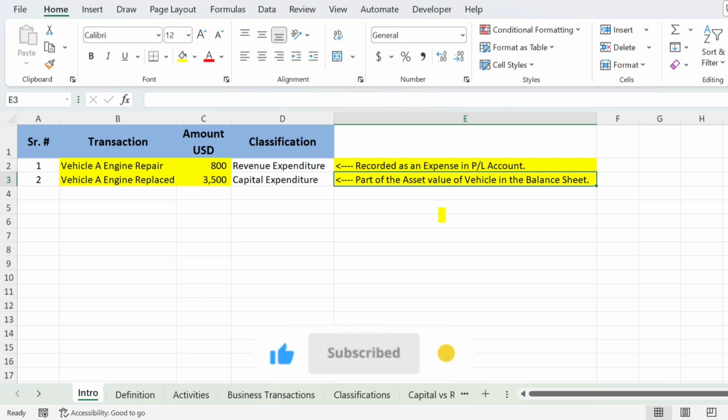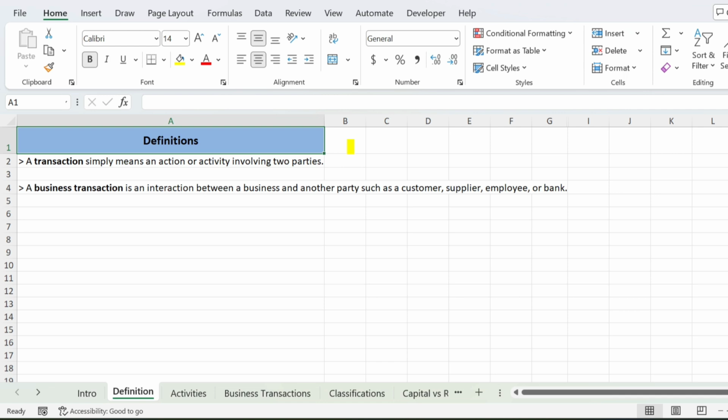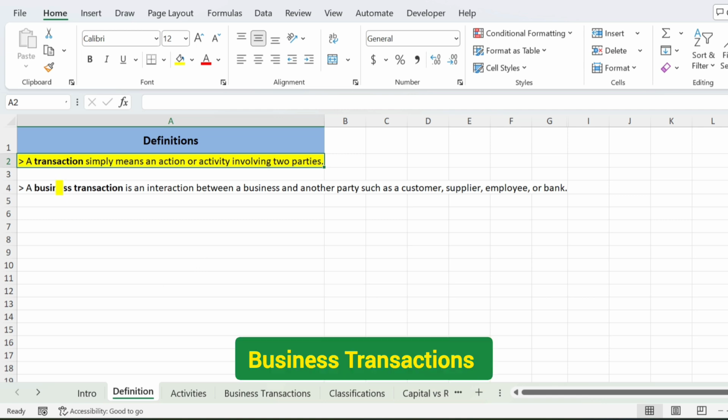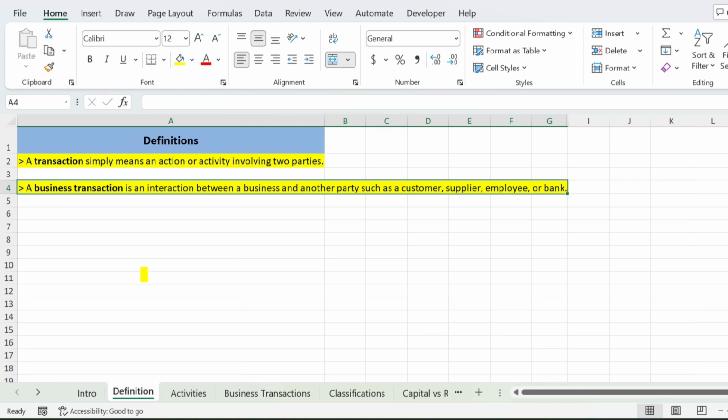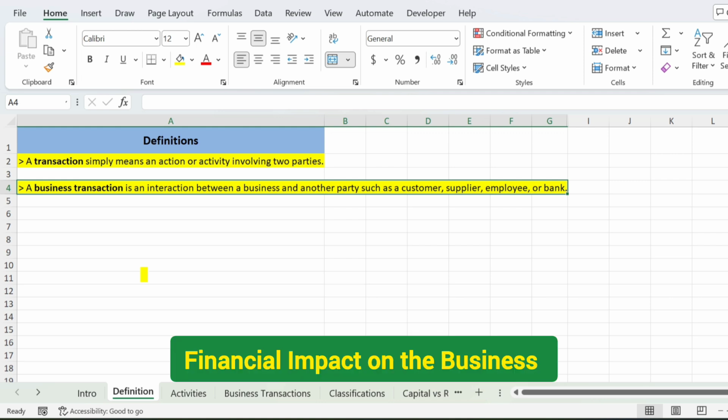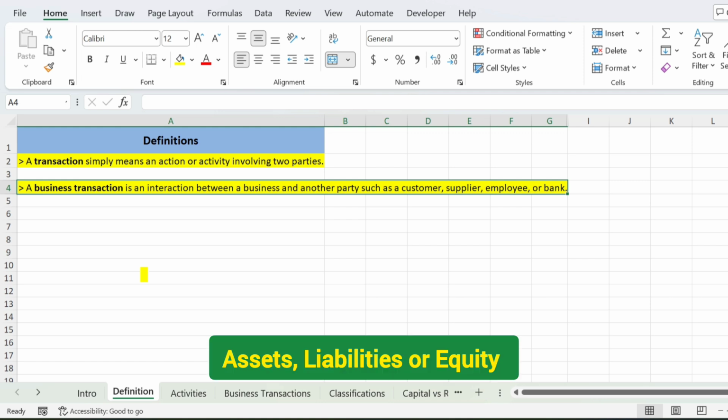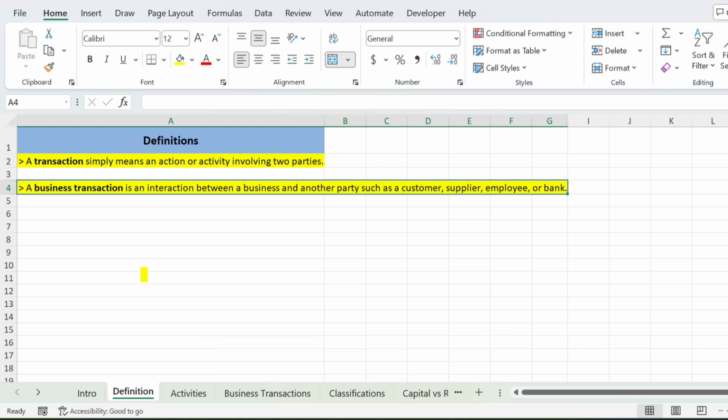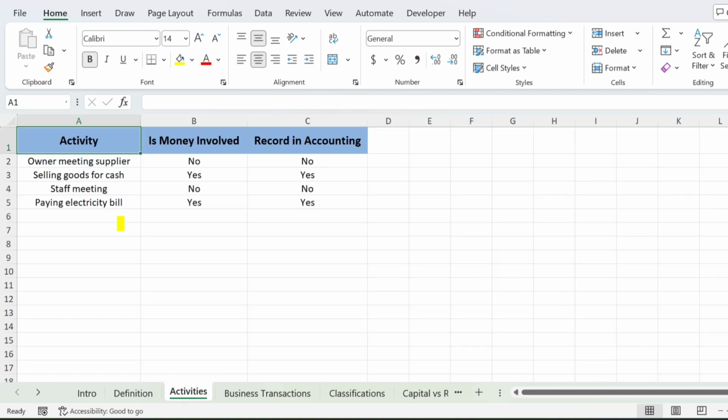So let's start. Let's begin with the basic concept. A transaction simply means an action or activity involving two parties. But in accounting, we are interested only in business transactions. A business transaction is an interaction between a business and another party, such as a customer, supplier, employee, or a bank. Most importantly, it must have a financial impact on the business. If an event affects the assets, liabilities, or equity of a business, accountants record it. Let's visualize this idea quickly in Excel.